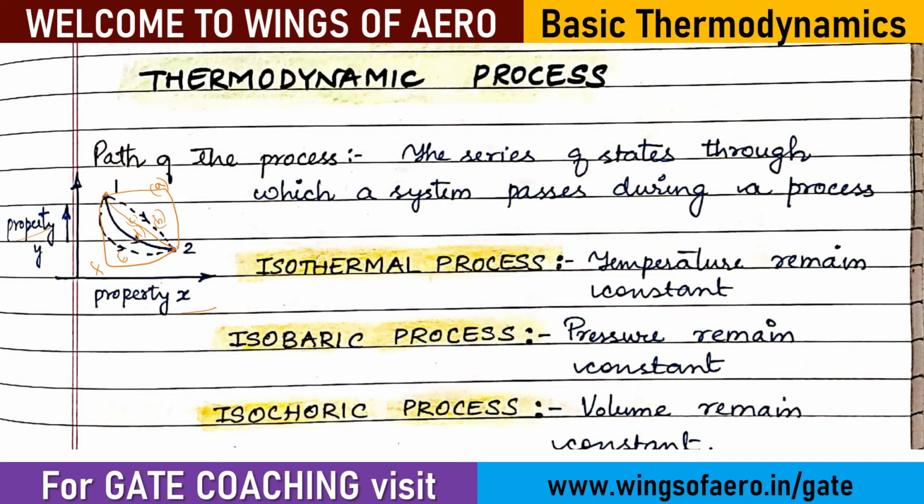Now these are the ways it is coming. So that series of states through which a system is passing is called the path of the process. Now there are different types, whether the temperature is going to be constant, whether the pressure is going to be constant, whether the volume is going to be constant, whether the entropy is going to be constant. So basically we will deal with temperature, pressure, volume, entropy, or sometimes even enthalpy.